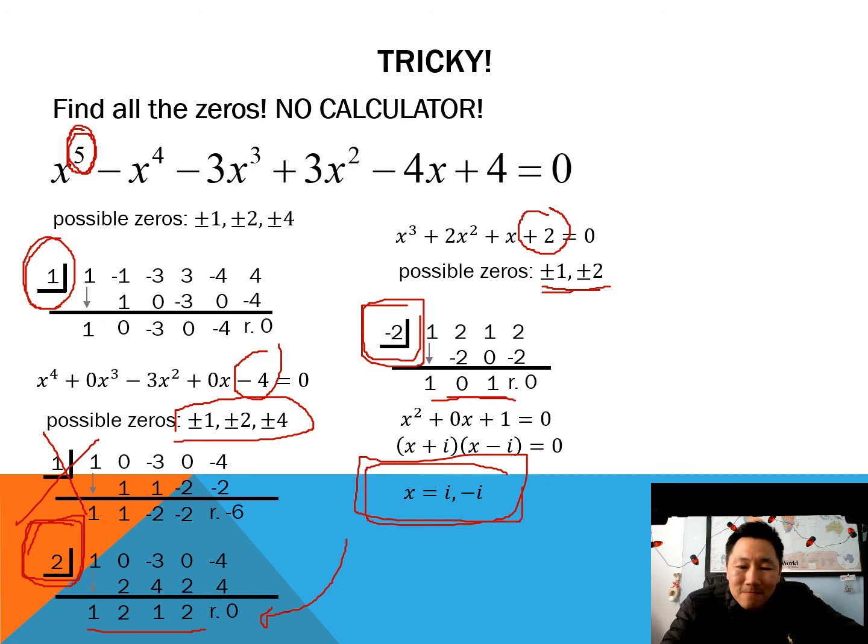Okay, so that is a lot of work. It's a lot of guessing and checking, but synthetic division makes it go pretty quickly. You got to guess and check, guess and check, guess and check. But hopefully you can guess a lot faster and get to the answers a lot faster. Okay, go ahead and try the homework.